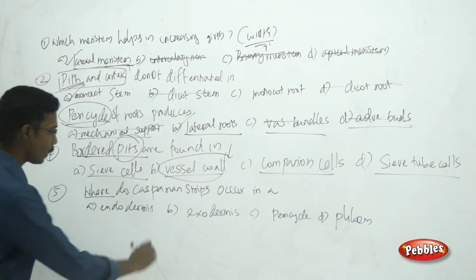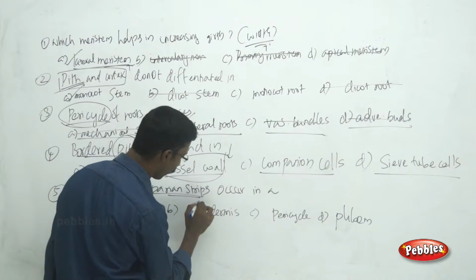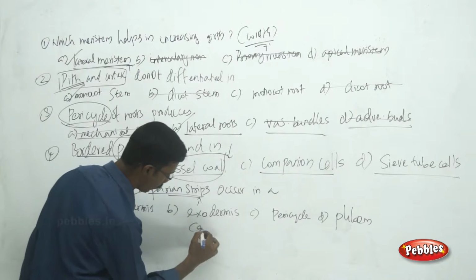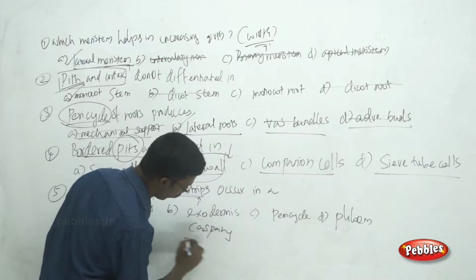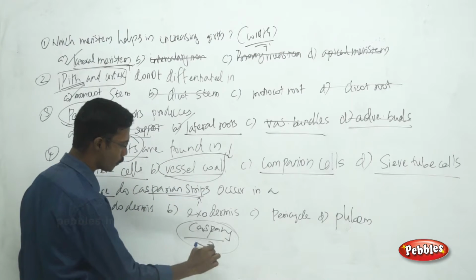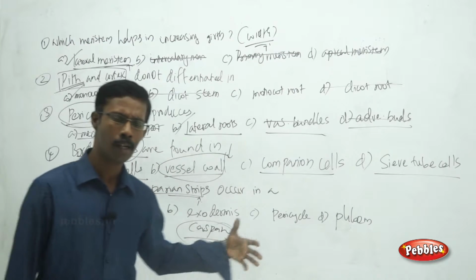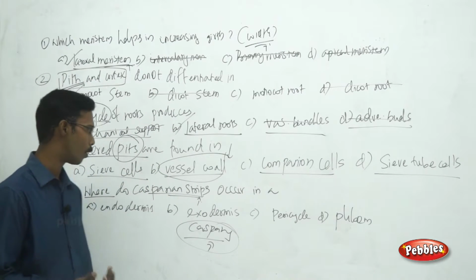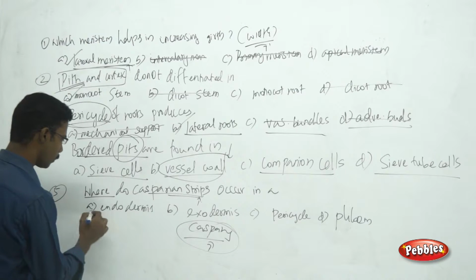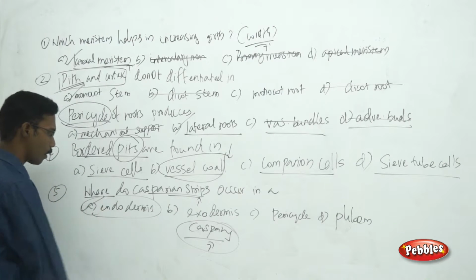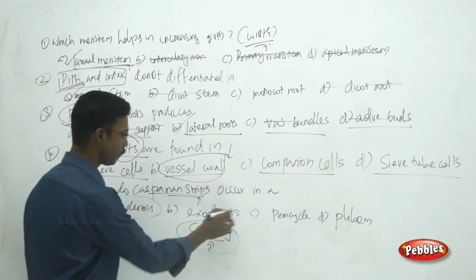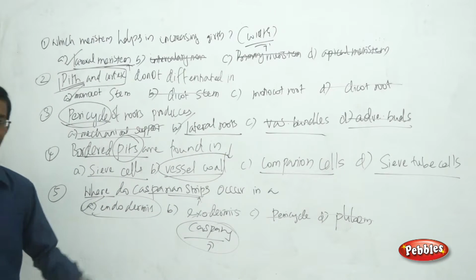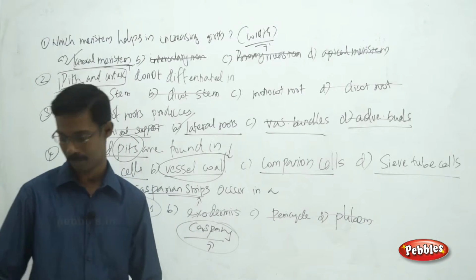And see the next question. Where do the Casparian stripes occur? Okay, the Casparian stripe was discovered by Mr. Caspari, that's why we give the name Casparian stripes. And this is also a layer present just adjacent to the endodermis. Okay, so the answer over here is that the Casparian stripe occurs in the endodermis. You can easily eliminate all the remaining choices: phloem, pericycle and exodermis. Now we are going to see the next set of questions.